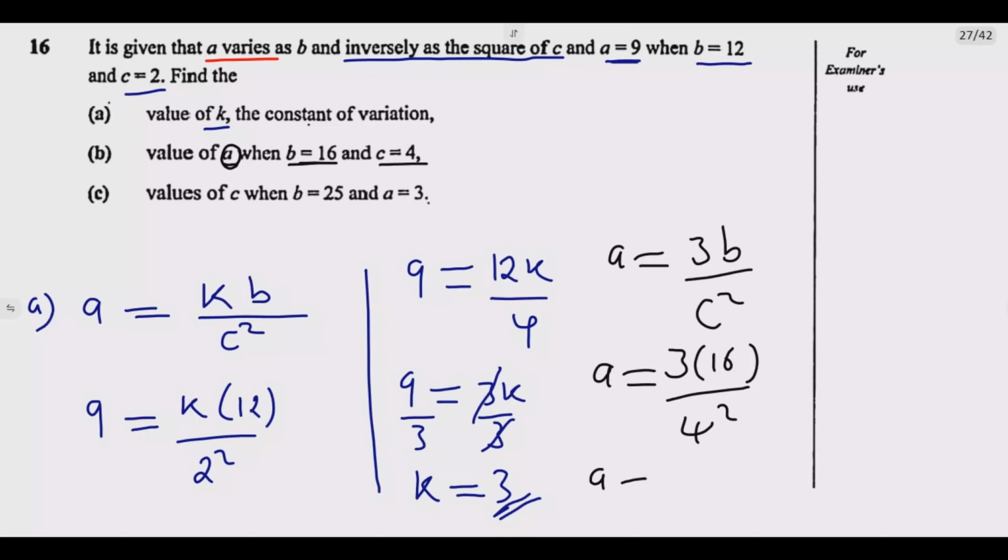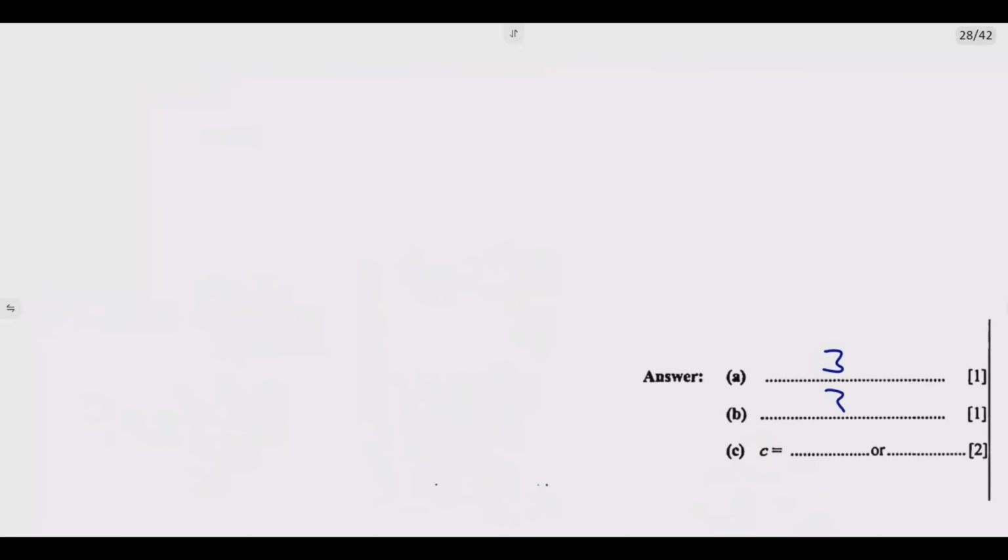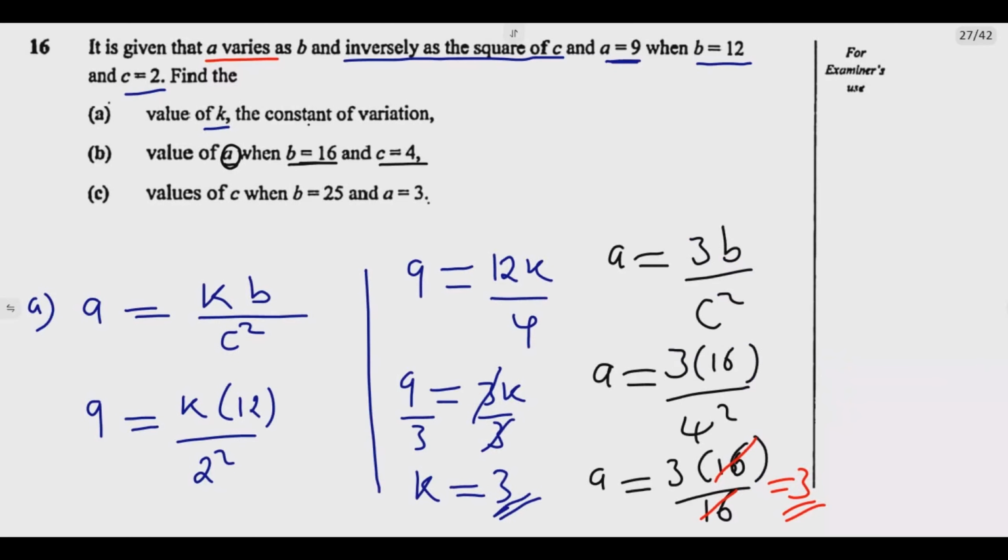So A equals, what is 4 squared? 4 squared is 16. Here I don't even need to expand this because I don't have a calculator. You notice that 16 and 16 cancel. This tells me that A is equal to 3. I've used the light so that you see clearly there. So A is nothing but a 3. That's the case. Then we can go to C.